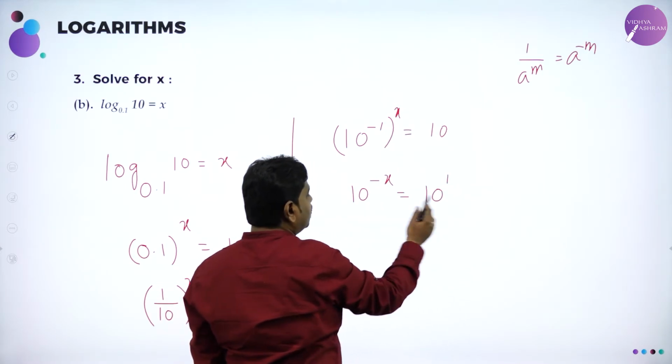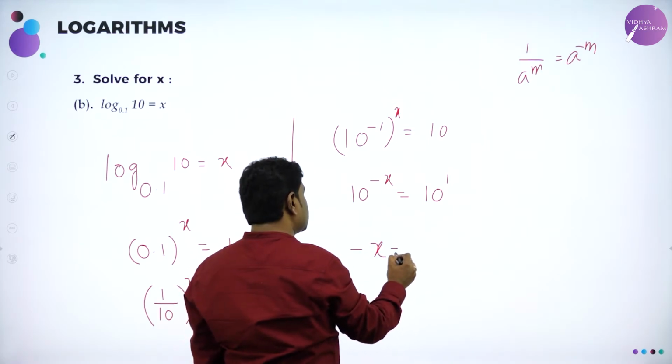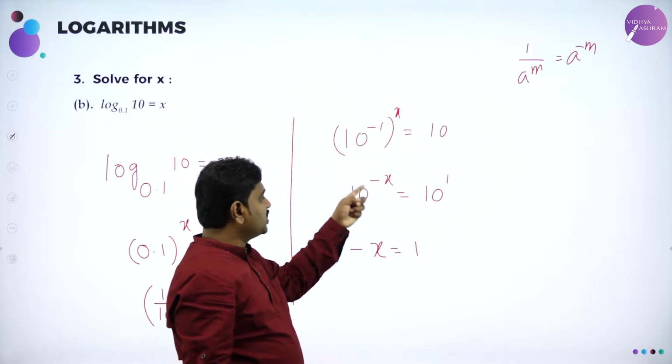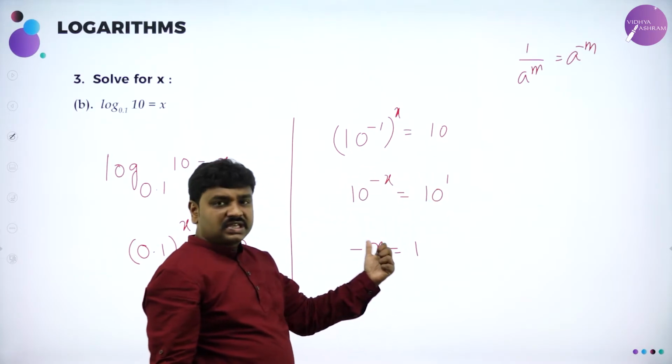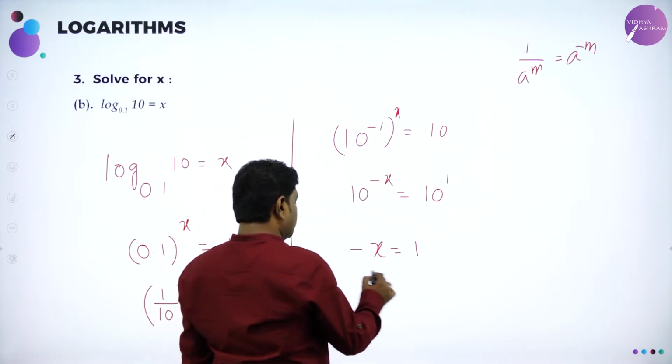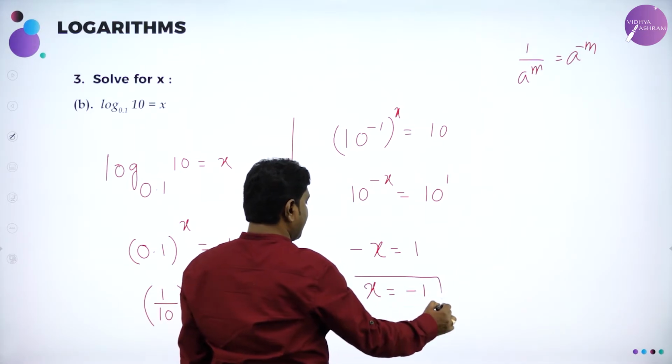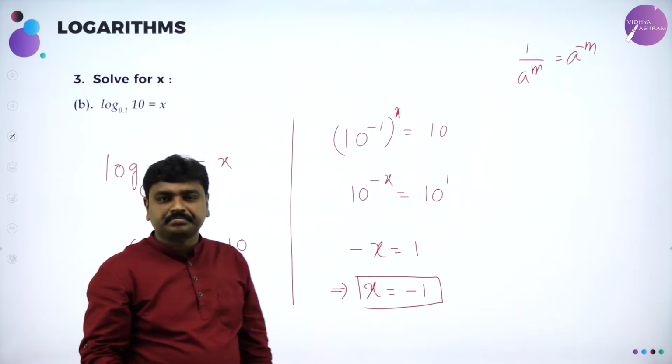10 means 10 power 1. Bases are same. Therefore minus x is equal to 1. Bases are same, equate the powers. What is the power? Minus x. What is the power? 1. Minus x equal to 1. Multiply by minus, so what is x value? x is minus 1. That's it.